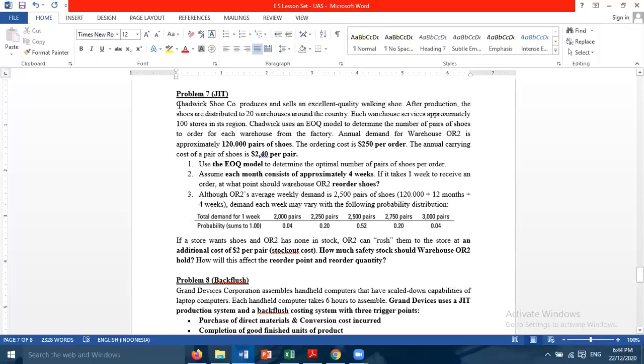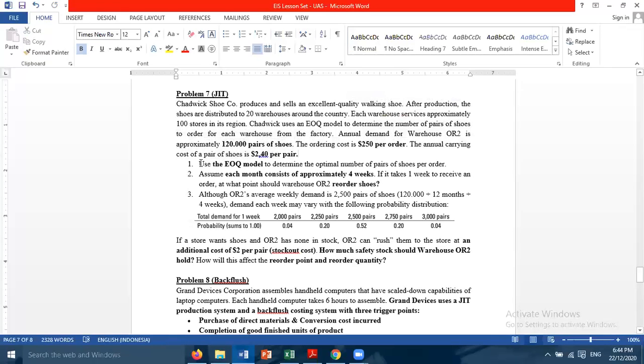Okay, problem 7, JIT. Chadwick Shoe Co. produces and sells an excellent quality walking shoe. After production, the shoes are distributed to 20 warehouses around the country. Each warehouse services approximately 100 stores in the region. Chadwick uses an EOQ model to determine the number of pairs of shoes to order for each warehouse from the factory. Annual demand for warehouse OR2 is approximately 120,000 pairs of shoes. Ordering cost is 250, and annual carrying cost is 2.40 per pair. These will be some important information.